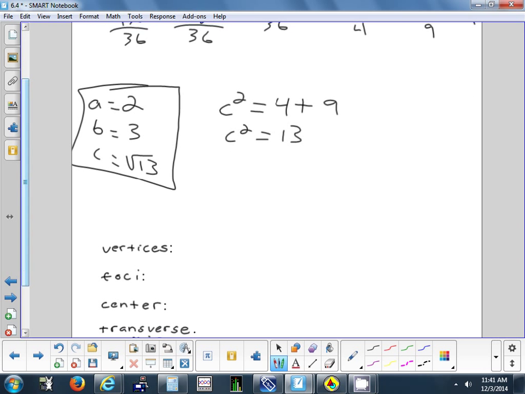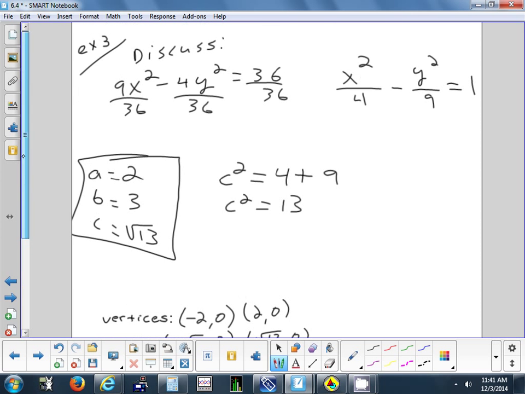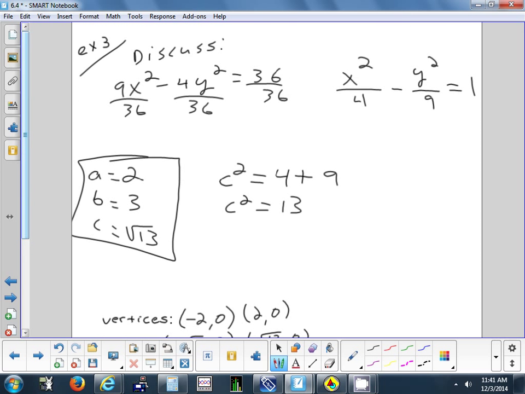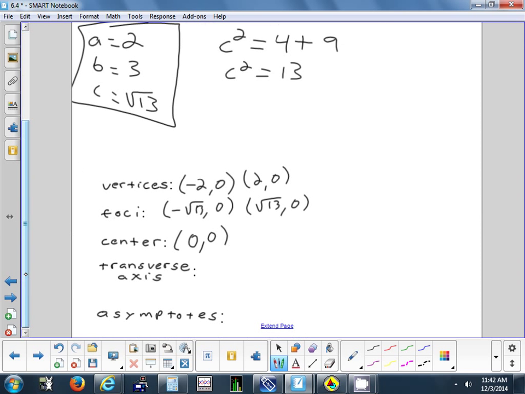Instead of going back, does anyone remember the formula for the vertex? Yep, negative a, 0, and positive a, 0. How about the foci? Negative c, 0 and positive c, 0. What's the center? 0, 0. Hasn't been moved. Transverse axis goes which way? Horizontal or vertical? Yep, look at which one is positive. Is it the x or the y? Whichever one is positive, that's the way it goes. It goes along the x. That's horizontal.